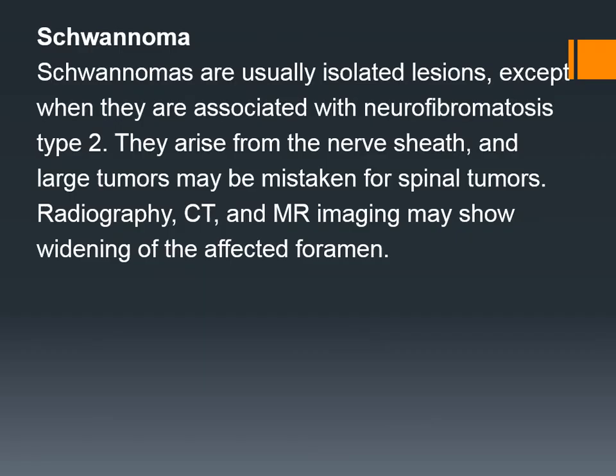Schwannomas are usually isolated lesions except when they are associated with neurofibromatosis type 2. They arise from the nerve sheath and large tumors may be mistaken for spinal tumors. Radiography, CT, and MR imaging may show widening of the affected foramen.